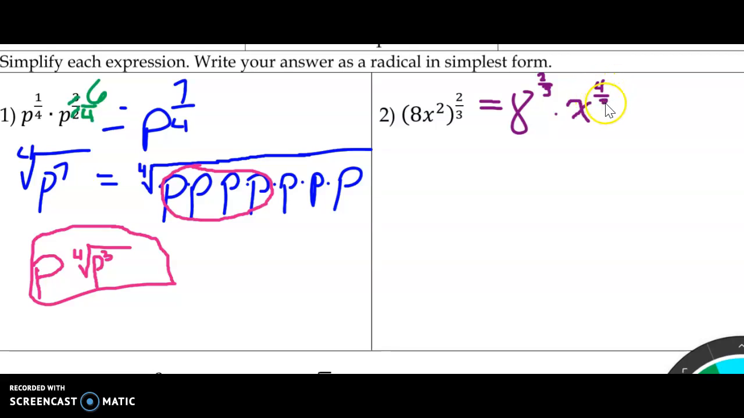That's it then. So here they both have a denominator of 3, so the index will be 3. It'll be a cube root. 8 squared is what's going to go underneath our radical. And then x to the 4th power. That's a little too long. X to the 4th power. Okay, so 8 squared, we know that is 64. So 64x to the 4th power.